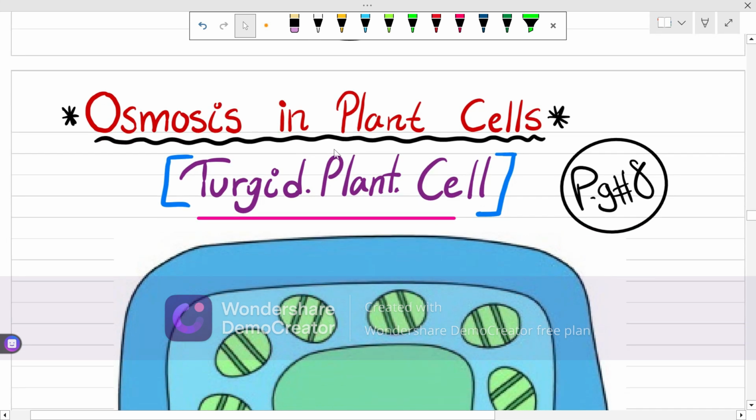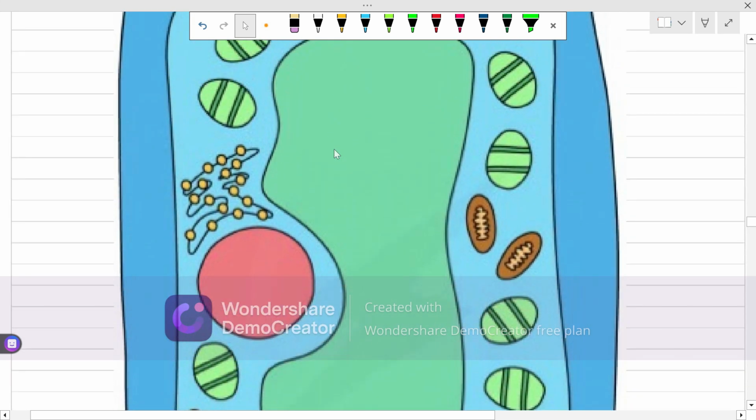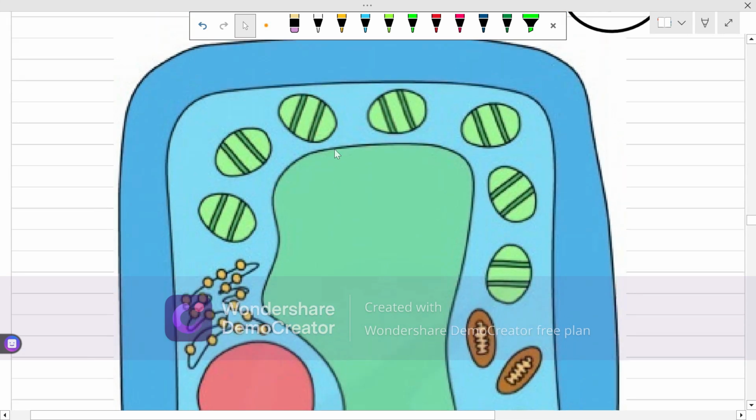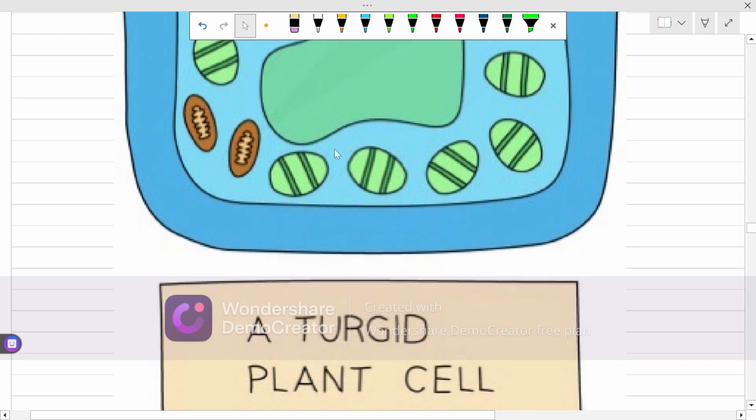This is a diagram of a turgid plant cell. As you can see, the vacuole is quite swollen up, and the cell wall is being pushed against the cell membrane.